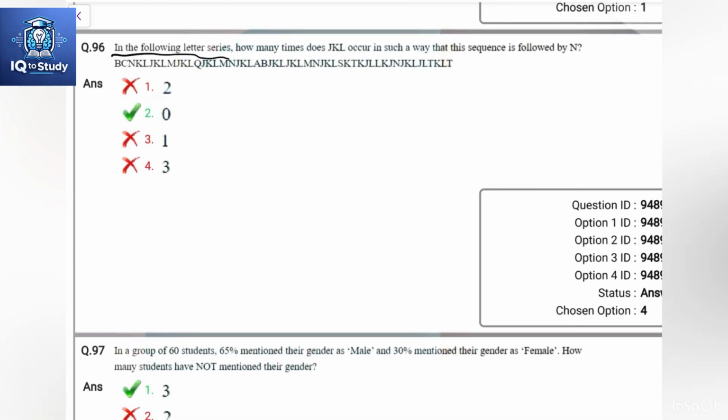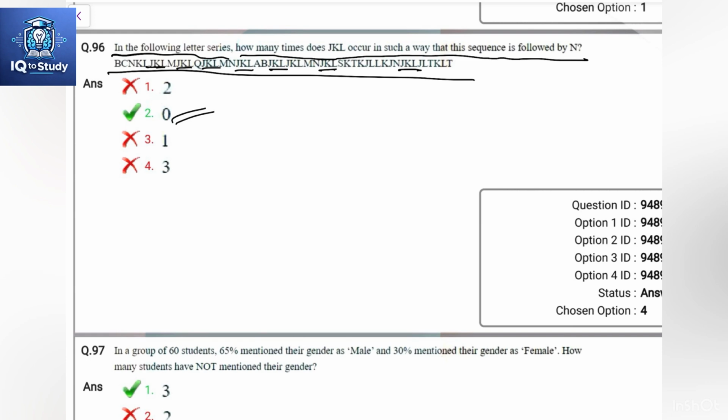In the following letter series, how many times does JKL occur in such a way that the sequence is followed by N? Here JKL in the given question are here, here and here, here, here and here and here. When we observe those terms, there are 0 JKL which is followed by N. So the option is 2.